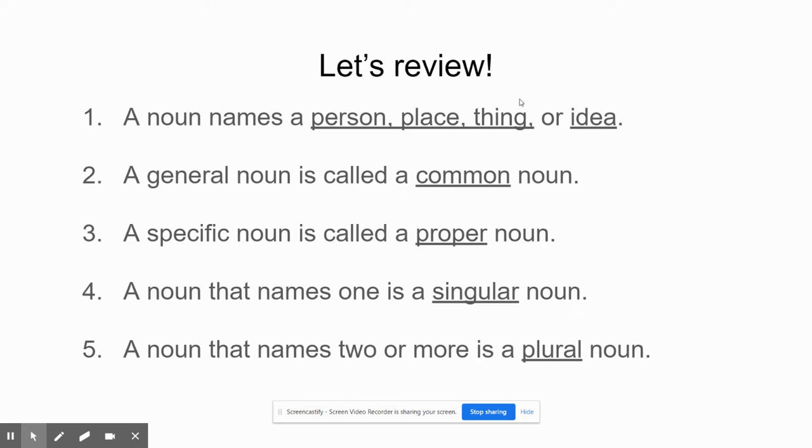Number four, a noun that names one is a singular noun. Foot, cat, tree, car. Number five, a noun that names two or more is a plural noun. Feet, cats, trees, cars.